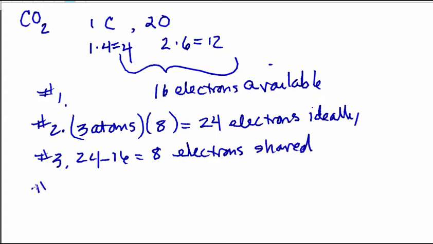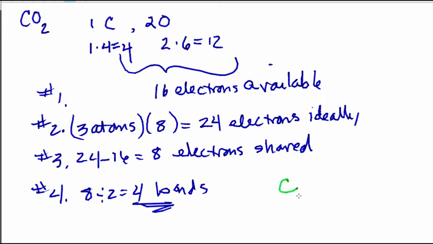And then 8 divided by 2 equals 4 bonds. So I will have 4 bonds. Now you remember between the hydrogen and oxygens in water I only had 2 bonds. In this case I will have 4 bonds. So let's try to see if we can write this.